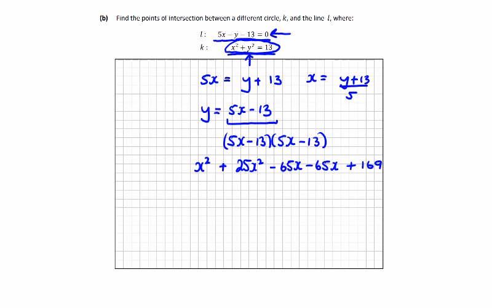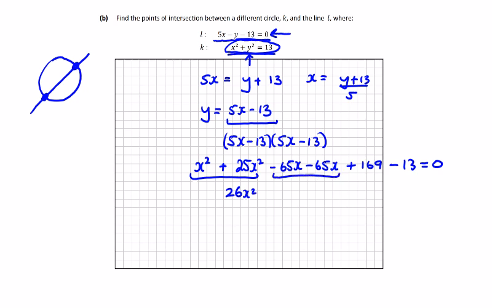I also have x squared plus y squared is equal to 13. So I'll bring the 13 across and let it equal 0, and now I'll get a quadratic, because with this question we have a circle with a line. We're going to find 2 points of intersection. So we have 26x squared minus 130x plus 156 equals 0.